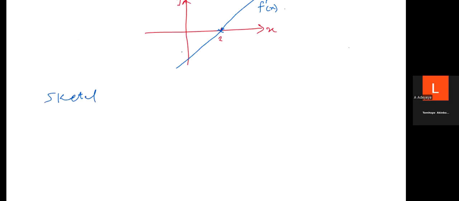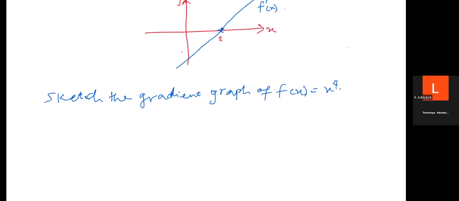Sketch the gradient graph of f of s equals s raised to the power 4 minus 4s squared. So do that quickly.